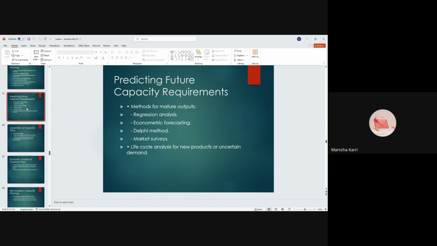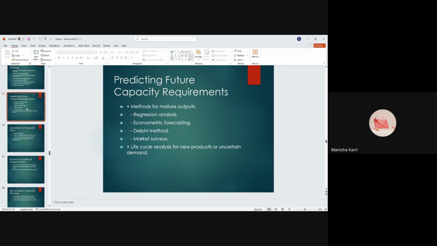Here, the method for predicting capacity for mature outputs is regression analysis. So what does regression analysis mean? It is a statistical method for identifying relationships between variables. You might analyze past sales data along with factors like seasonality, economic conditions or marketing spend to predict future demand. By creating a mathematical model, regression analysis helps to predict how changes in one factor, for example advertising spend, could impact the capacity requirements, right?